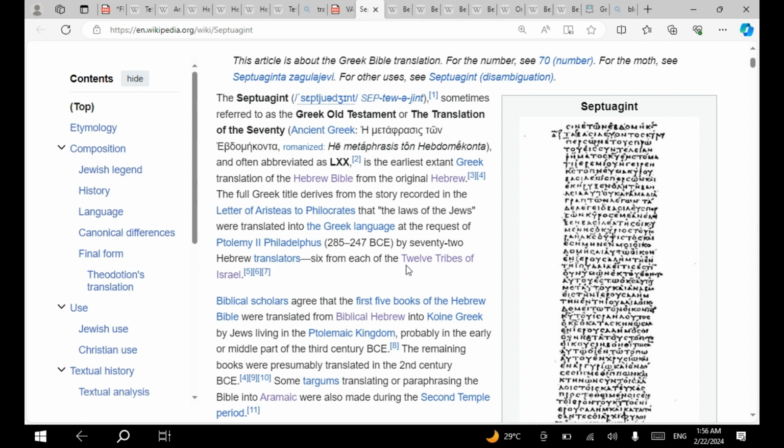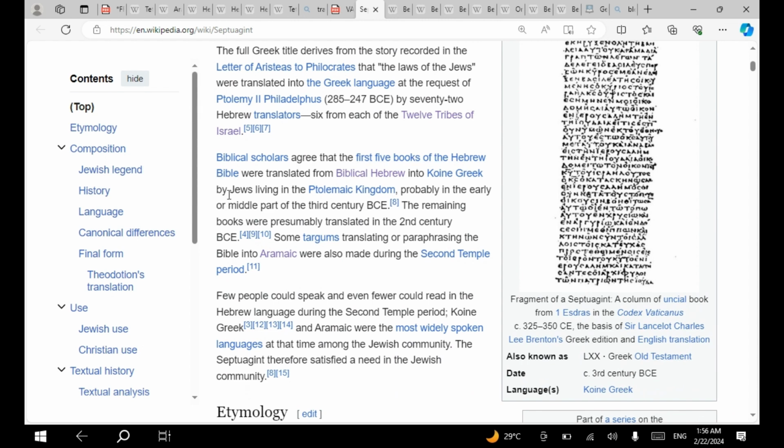Six from each of the 12 tribes of Bantu, of Akobi. These are Bantu. Are you seeing what I'm saying? Biblical scholars agree that the first five books of the Bantu Bible were translated into Koine Greek by the Bantu living in the Ptolemaic kingdom. Are you hearing this? Probably in the early or middle part of the 3rd century BCE.